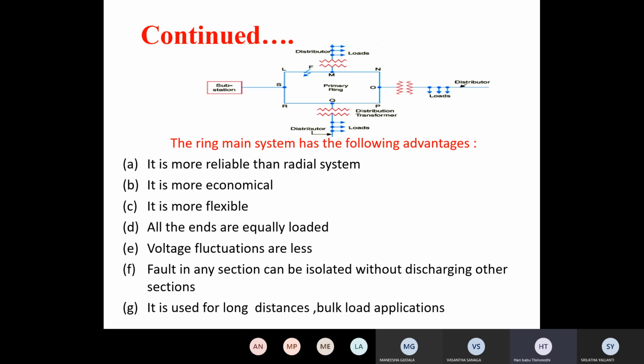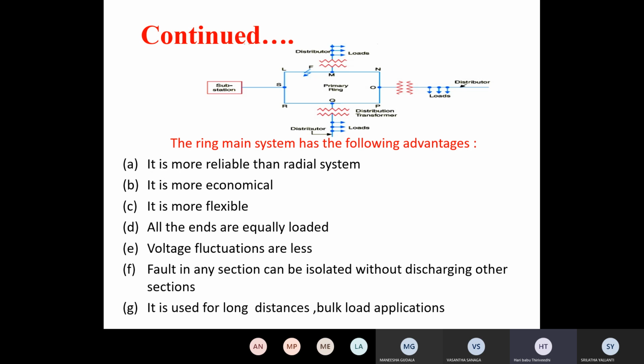So it is more reliable than the radial system. Why? Because we are providing continuity of supply, and it is economical also. Economical, why? Because we don't have to repair again and again. Next, it is more flexible than the radial system.